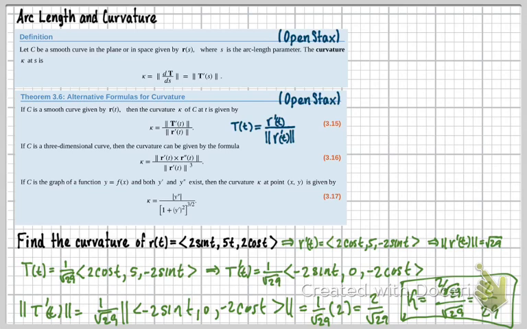So now go through the math, make sure it works out for you, and if it doesn't, get a hold of me. So there's our answer for curvature.